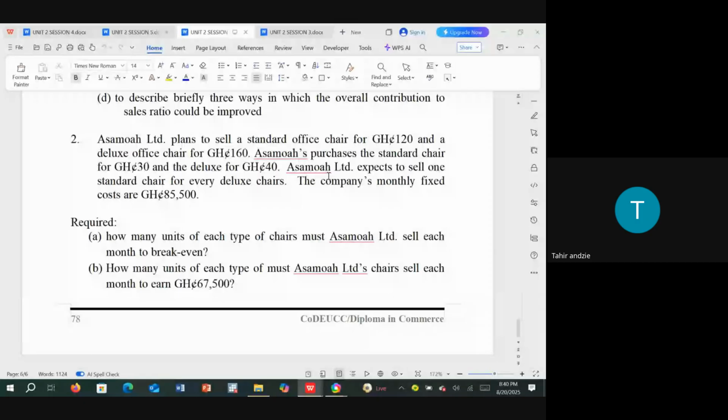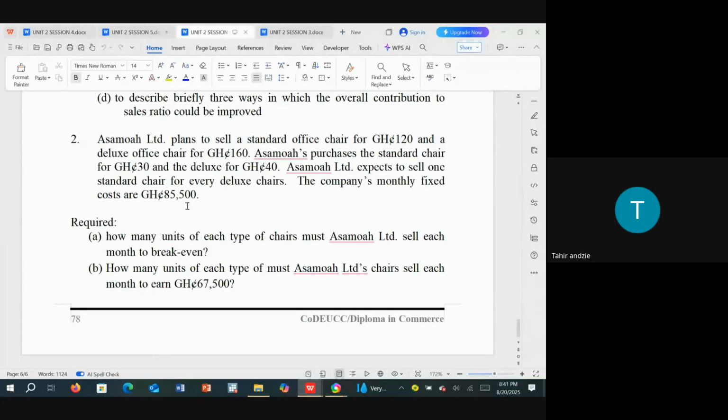And then you have that Asamoah Limited expects to sell one standard chair for every deluxe chair. So it means the sales are 50-50, because you are expected to sell one standard for every deluxe.